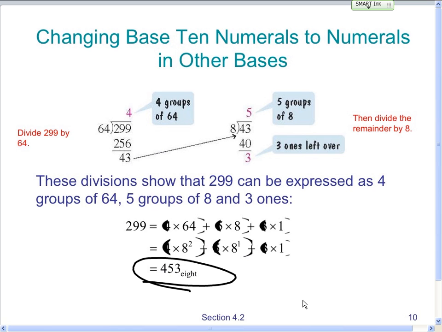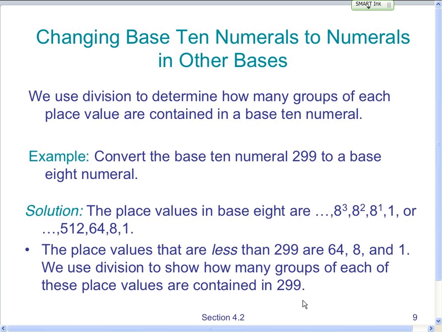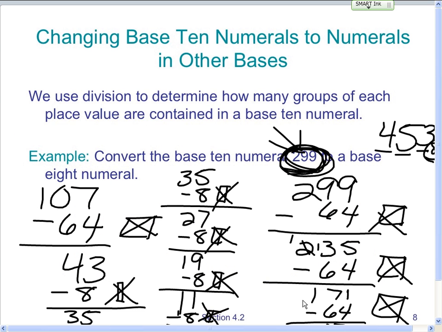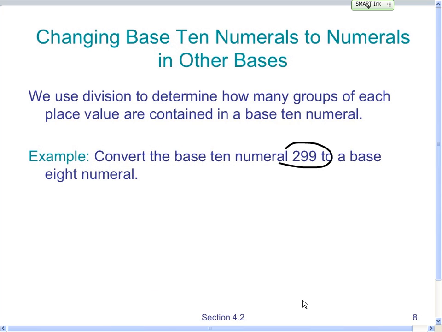Now, is there a quicker way of doing this? Yes, there is. So let me show you the same problem with a quicker way of doing this. Okay, so let me erase this. I have 299. I know that I cannot make a cube out of this because I need 512 units to make a cube, but I can make flats out of this. So to figure out how many flats I want to make, remember there were 64 units in a flat, I'm going to divide 64 into 299, and let's see what we get.